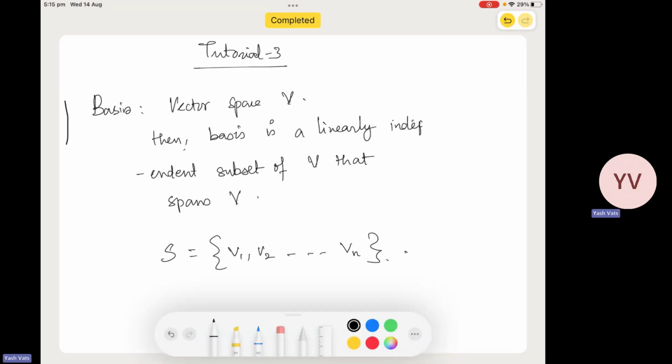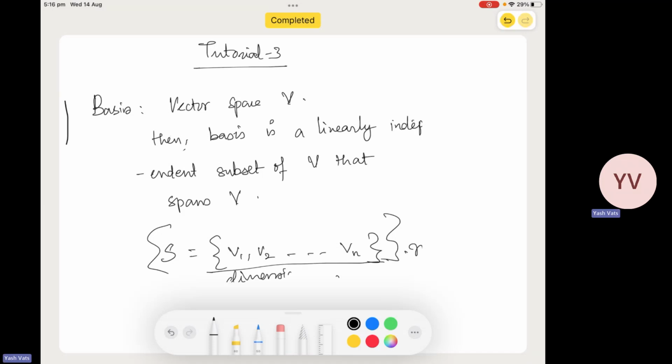Sorry, it's not working here. So what's the cardinality of this set? Then it's called the dimension, right?